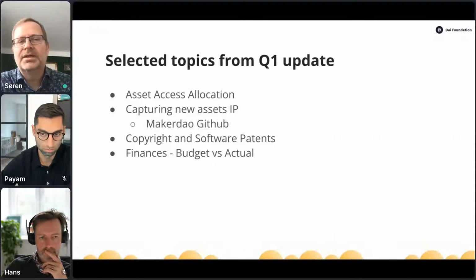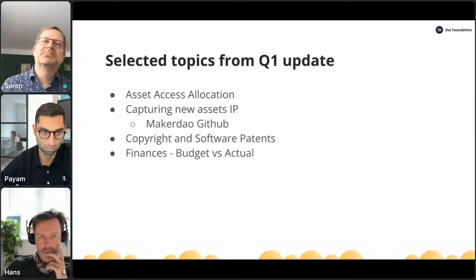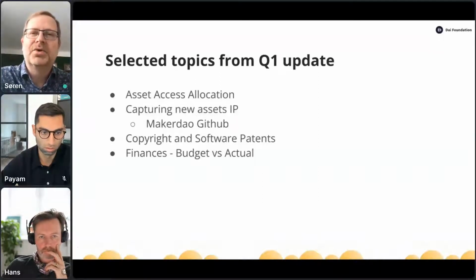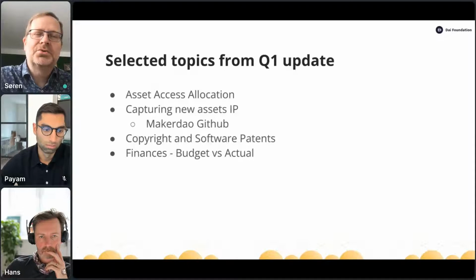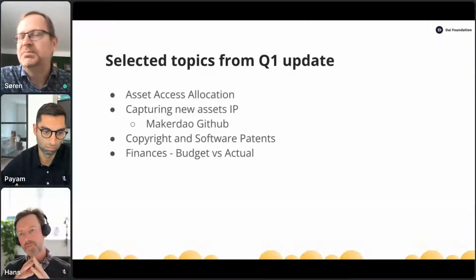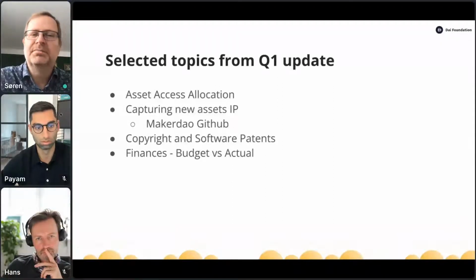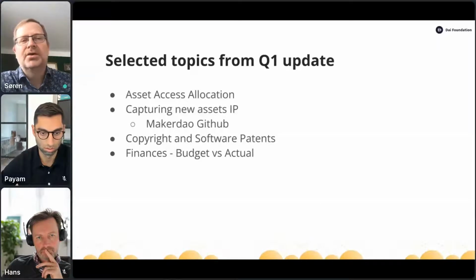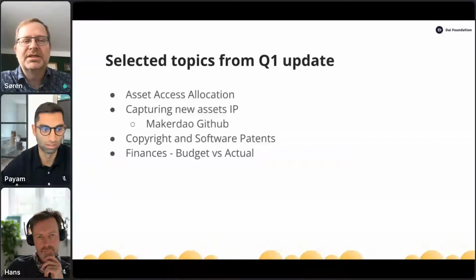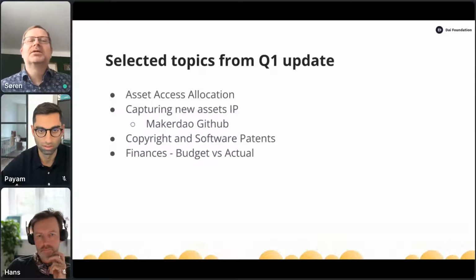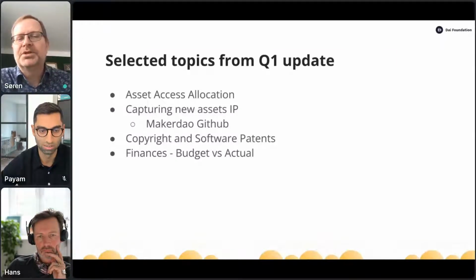Now, what we will focus on in the coming quarter is, besides just giving access to the IP we already have, also to ensure that new IP being created using MakerDAO funding is maintained as a public good and does not go into some individual's ownership. One of the things we are doing in connection with that is to clean up the MakerDAO GitHub, which is one of the tools we are caretaking.